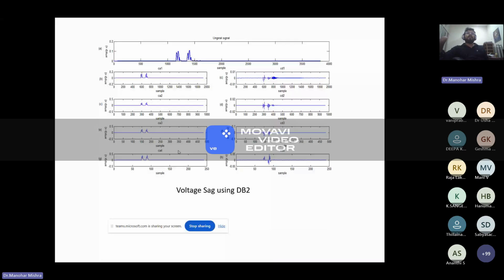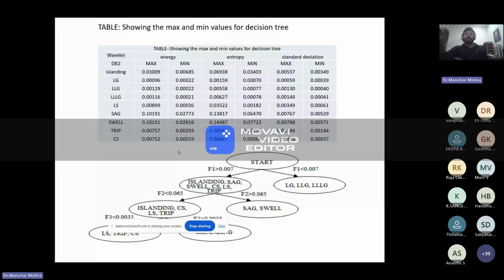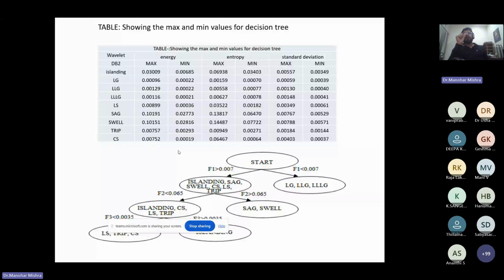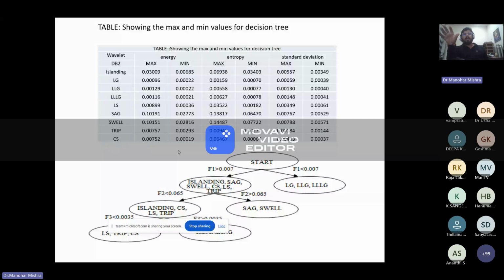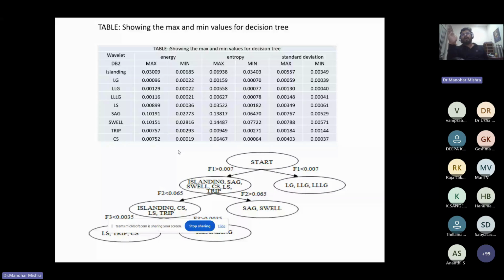Okay, then we have applied different machine learning techniques. So here, first, this table shows the results for the db2 wavelet. First we made a decision tree, manually. We have not used any machine learning tool, we have just calculated all the values. We calculated the maximum and minimum values of energy, entropy, and standard deviation, manually fixed these values, and made the decision tree.